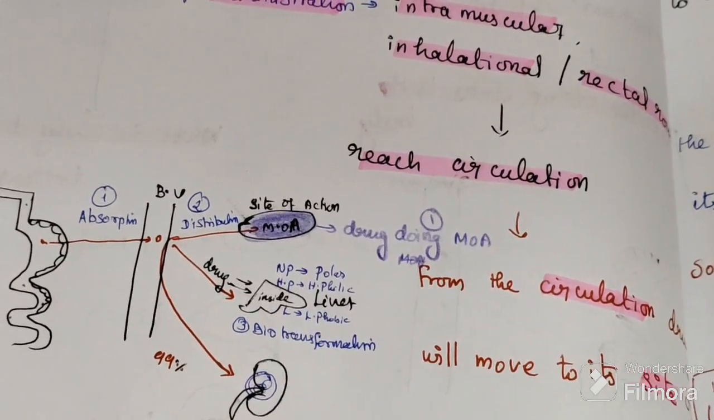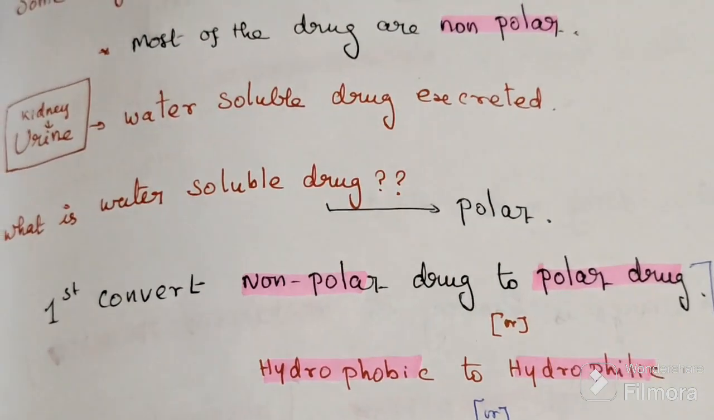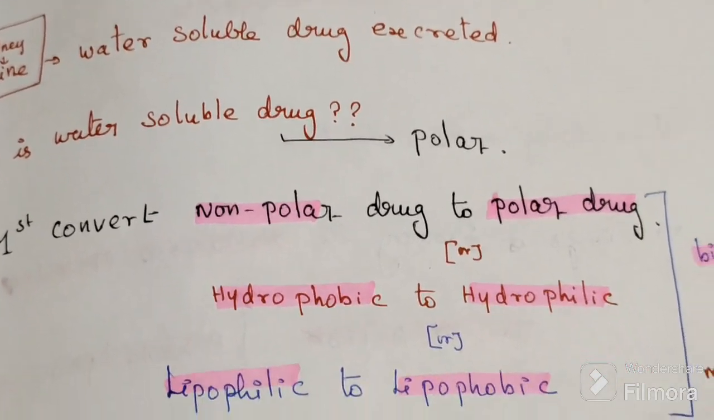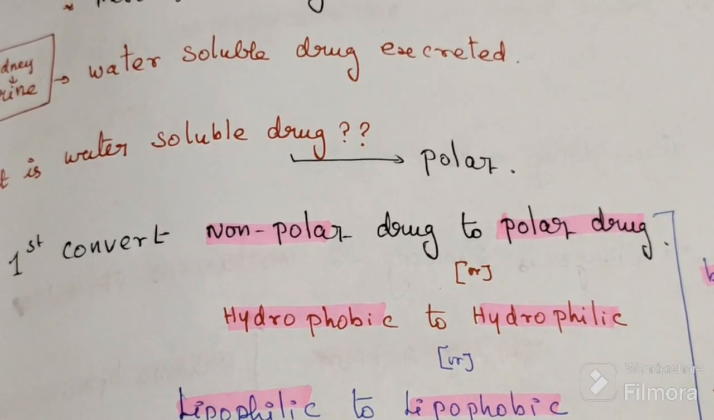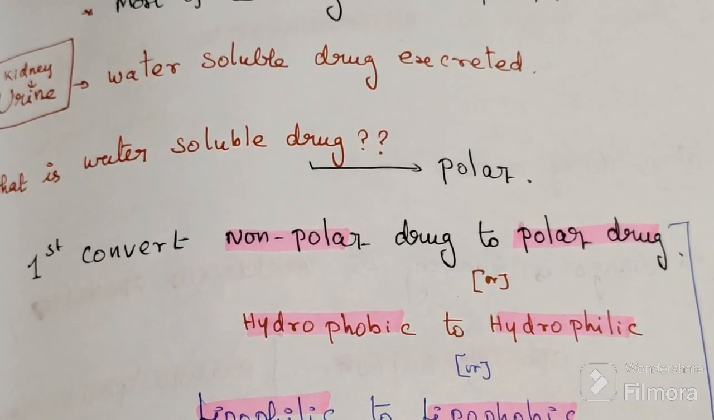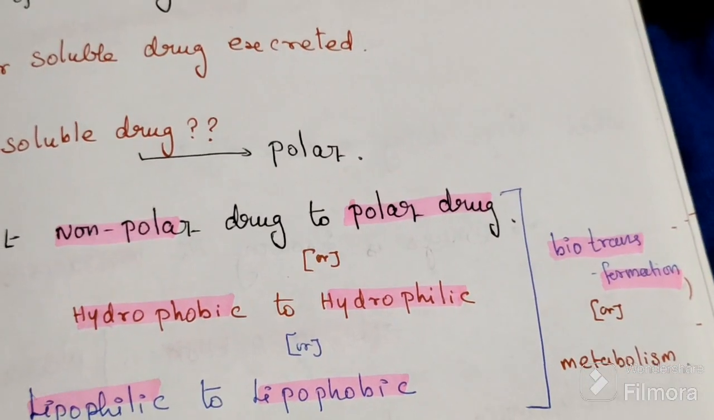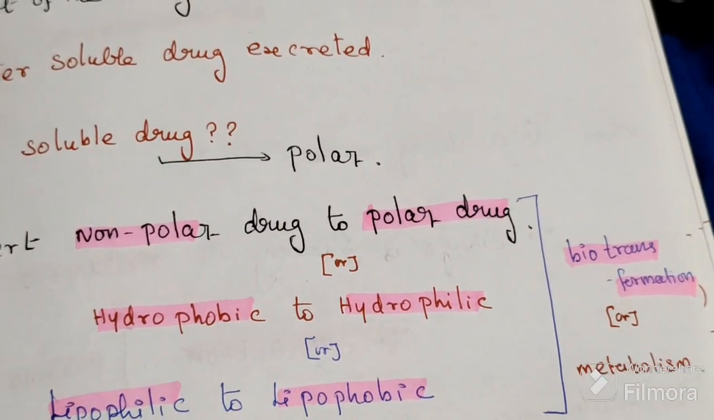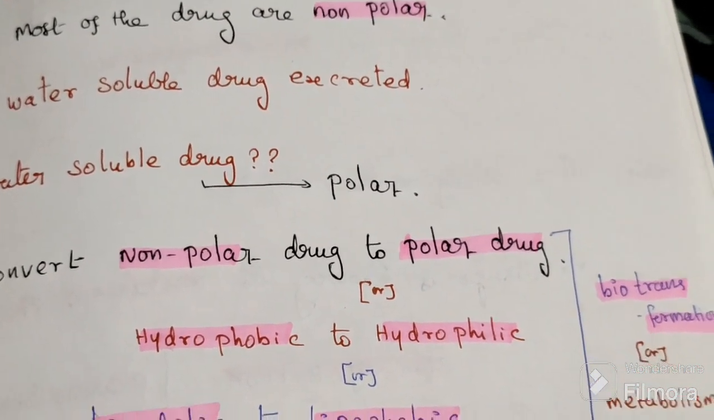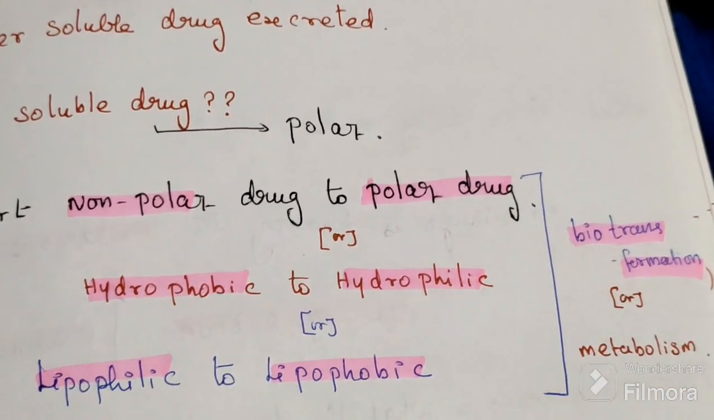So converting the drugs from non-polar to polar, or hydrophobic to hydrophilic, or say lipophilic to lipophobic. And the same thing, water and fat are inversely proportional. So hydrophobic to hydrophilic, or lipophilic to lipophobic, or non-polar to polar, it is all the same thing. This step is known as biotransformation or metabolism.